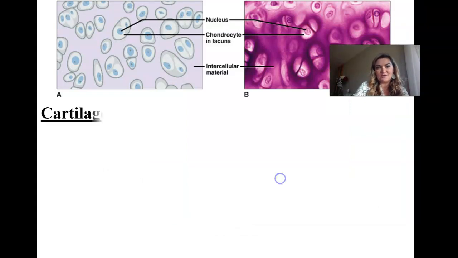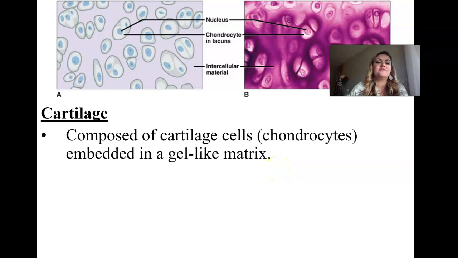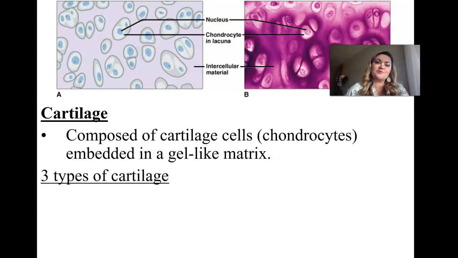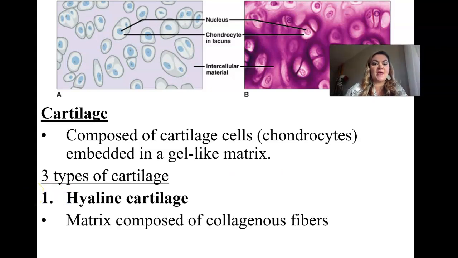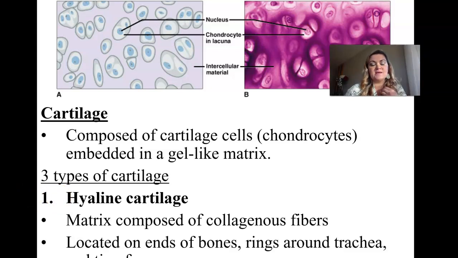The next type you're looking at is going to be cartilage. So these are chondrocytes there. They're composed of cartilage cells, chondrocytes, which are embedded in a gel-like matrix. There's three types of cartilage that we're going to talk about. Hyaline cartilage, which has a matrix composed of collagenous fibers. It's going to be located at the ends of bones, the rings around the trachea, and the tip of the nose. So if you push it in, it should bounce back.